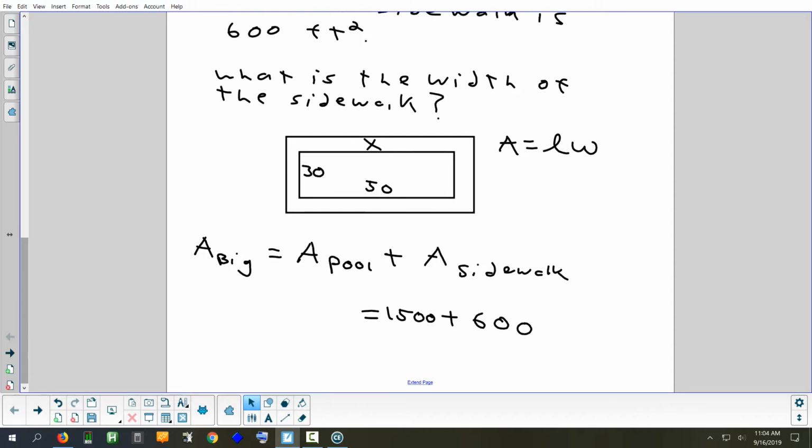Okay, those are the easy two. Now we have to figure out the formula for the area of the big rectangle. And remember, it's length times width. So we're going to have a length and a width. So first thing I want to know is the length of that line in red. Is it more than 50 or less than 50? More. Yeah, it's more than 50.